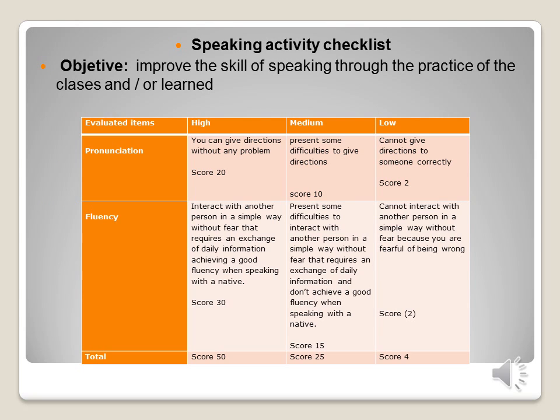Speaking activity checklist. Objective: improve the skill of speaking through the practice of class and learning. Evaluating: pronunciation, fluency. High, medium, low.